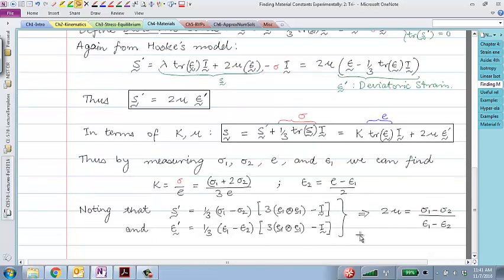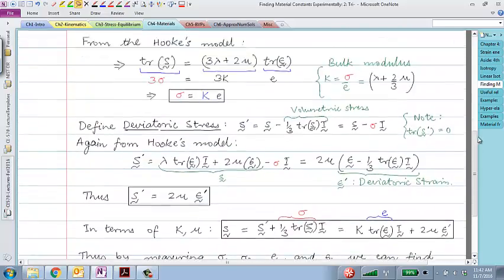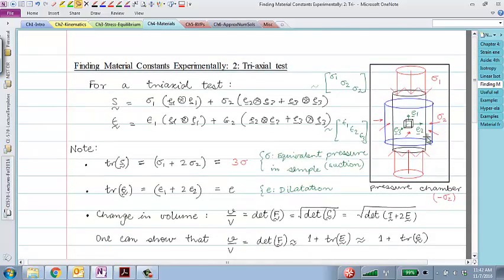If you go through this algebra, I won't go through that in detail, but if you try to relate deviatoric stress to deviatoric strain, you can see that 2 mu is equal to sigma 1 minus sigma 2 divided by epsilon 1 minus epsilon 2. All four quantities here are quantities that you measure in that experiment. Okay, so in effect, this triaxial test also allows you to measure properties for linear hyperelastic isotropic materials.